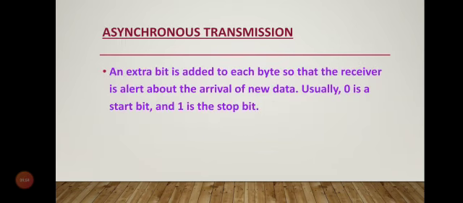In asynchronous transmission, an extra bit is added to each byte so that the receiver is alerted about the arrival of new data. Usually 0 is the start bit and 1 is the stop bit. The method can be transmitted as simplex, half duplex or full duplex.